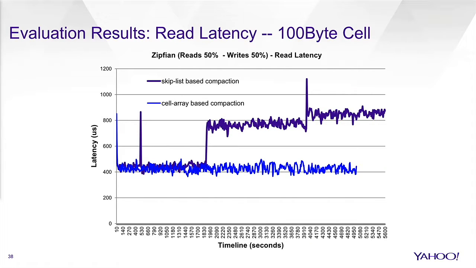Here is the most interesting one. We have a skip list-based compaction, this is the violet one, and the blue one we call cell array-based compaction for now. You can see that it's not compared to default. It's only compared to the skip list-based compaction one. So what you can see here is for small cells. Each cell here is just 100 bytes. You have flush to disk, then flush to disk again, then once again, and we are just serving from memory all the time.